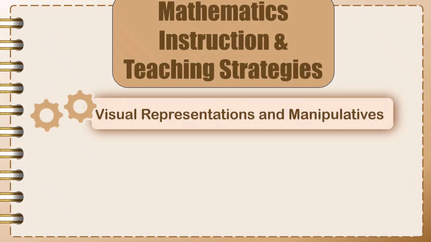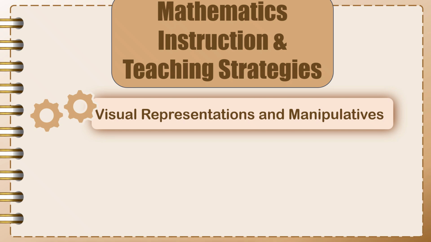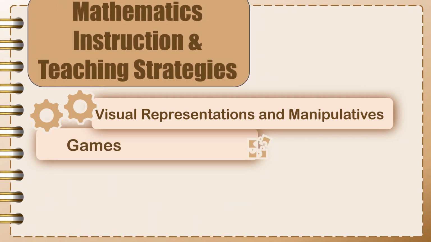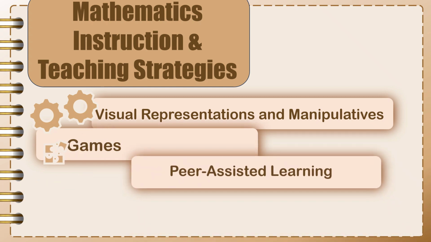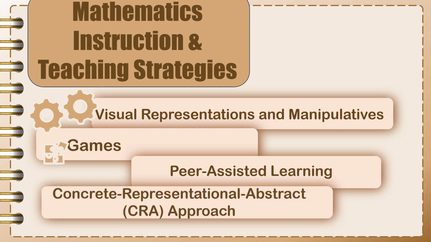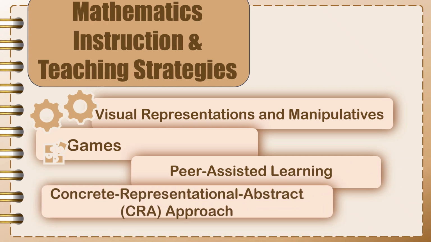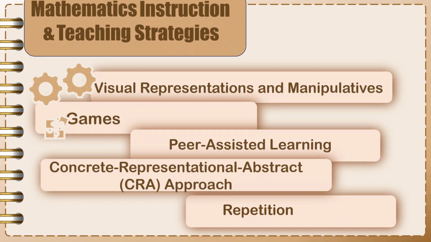First, manipulatives. These are physical tools like blocks, fraction strips, or counters that make math concepts concrete and easier to understand. Math games like bingo or card matching can make practice fun and boost engagement. Peer support, pairing or grouping students so they can discuss and help each other understand math problems. CRA model, or the concrete representational abstract. This strategy uses a 3-step process. And lastly, repetition. This means giving students many opportunities to practice a concept in different ways.